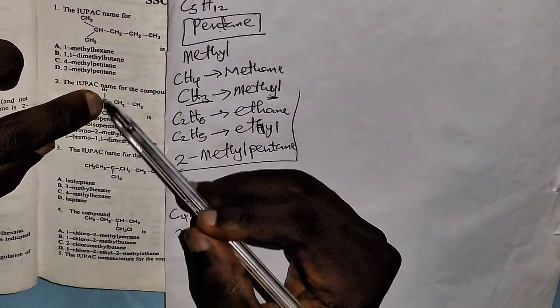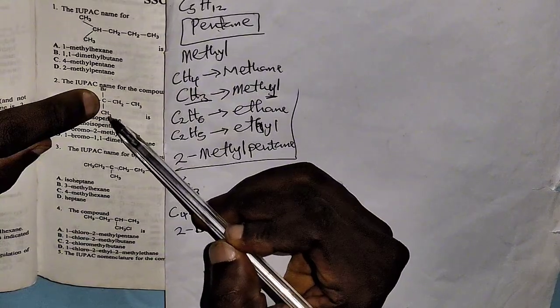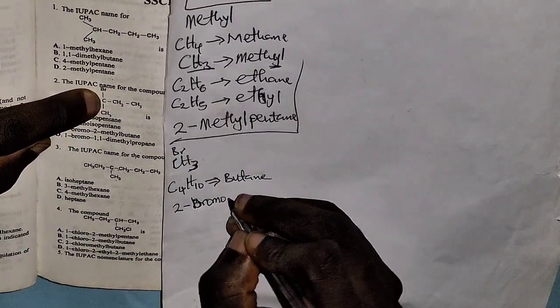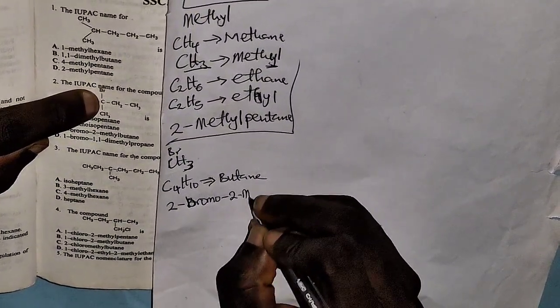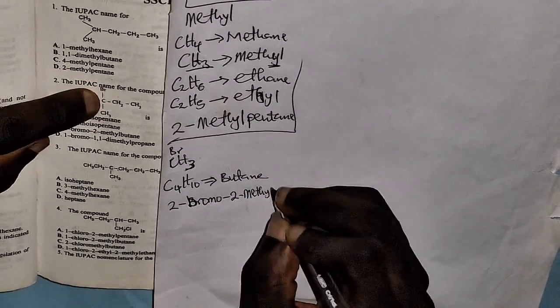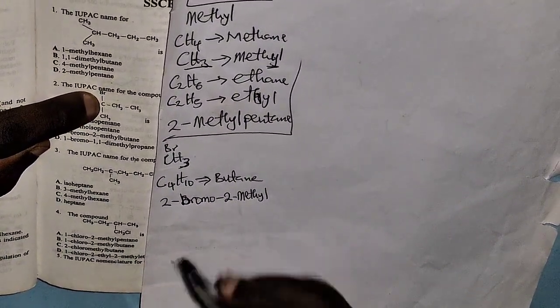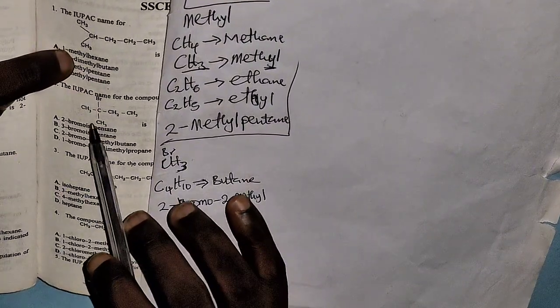Now I've done with bromine. Another substituent I have is methyl, but this methyl too is also still attached to carbon 2. So I will then say 2-methyl. That is, bromo is attached to carbon 2. Methyl is also attached to carbon 2. 2-bromo, 2-methyl. The last one is the parent name.